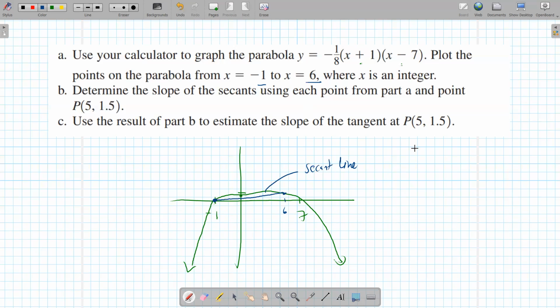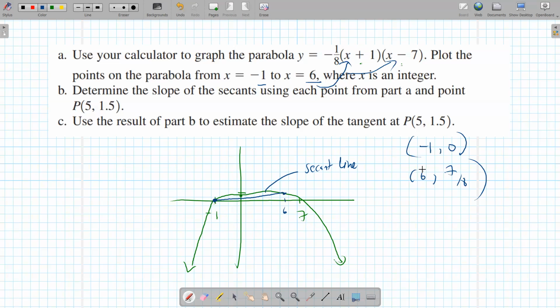When x is -1, y is 0. You can see that on the graph, right? When x is 6, what's the y value? Well, we simply are going to plug 6 in there. So 6 plus 1, times -1, -1 divided by 8 times 6 plus 1, 7, times 6 minus 7, -1. The answer is 7/8. Okay?